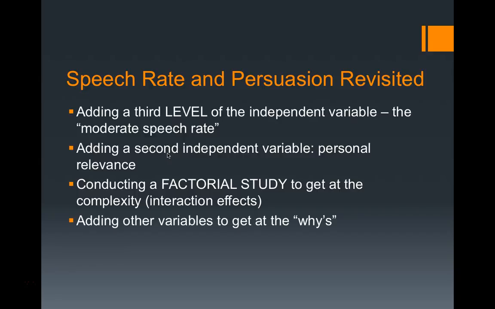Another thing that you want to do in experiments to get at the whys of a relationship is to measure other variables. So if the hypothesis is that fast speech conveys credibility of the speaker, we might want to ask questions afterward. How credible do you think the speaker is? How intelligent? How knowledgeable? If speech rate affects those variables, those variables could be behind why we found the original relationship in the first place. So you can get fancy in an experiment.